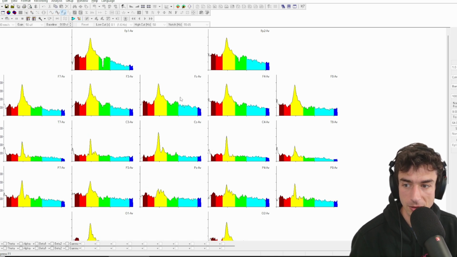And we can take a peek at the coherence, and obviously this is going to be quite high in coherence because that's what we saw in the raw EEG.